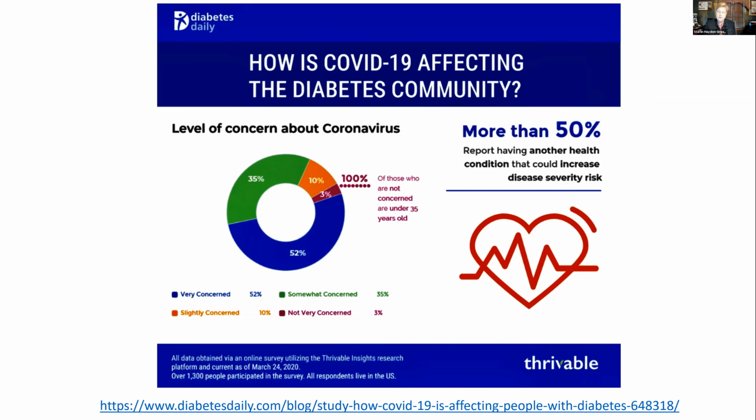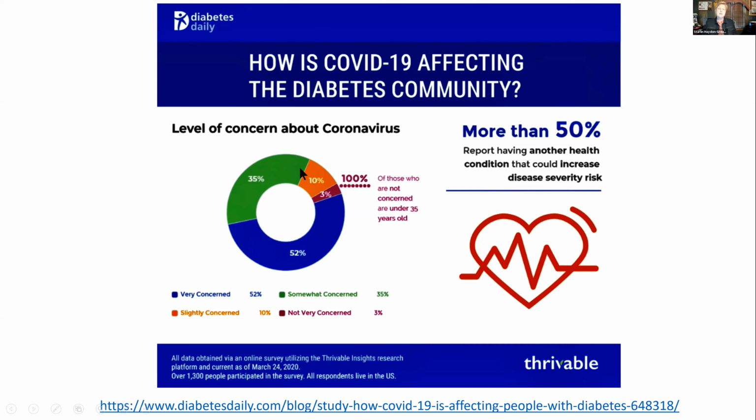Out of the 20,000 that are members, 48% of them have type 1 and 52% of them have type 2 diabetes. And so more than 50% have reported that besides diabetes, they have another health problem that increases their severity of risk. Most likely, as the picture shows you, the heart.